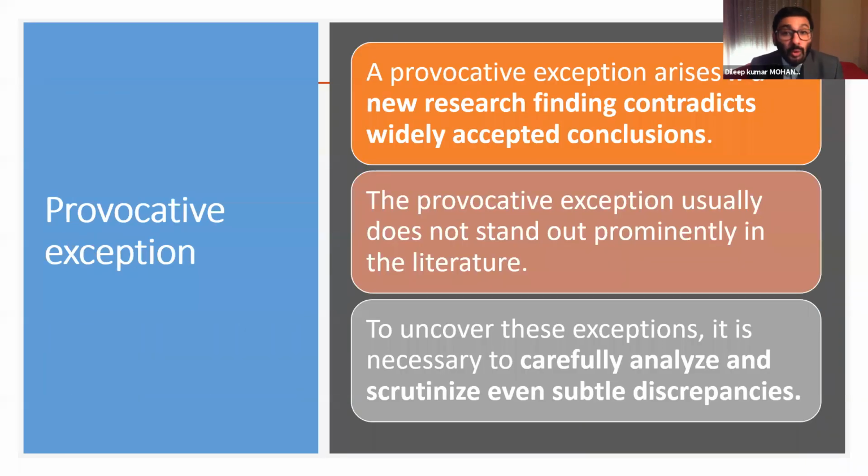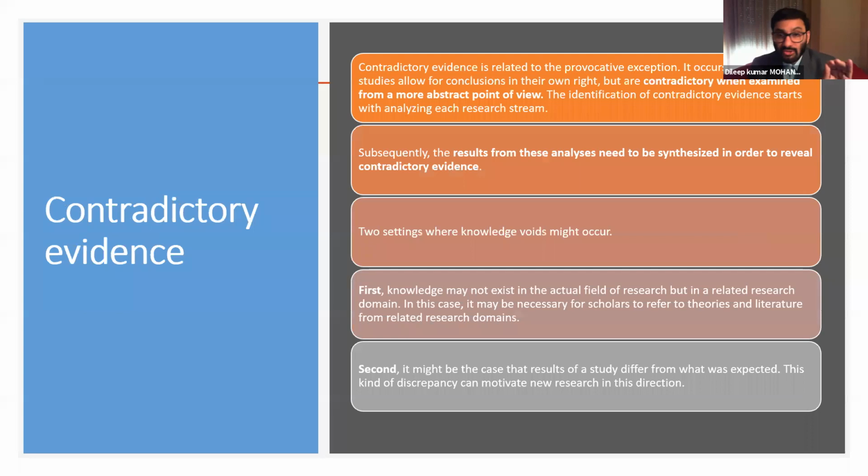So what if this provocative exception gap arises when a new research finding contradicts widely accepted conclusions? It means that a research finding coming up is contradictory to the widely accepted truth. This is the truth exactly, and it is coming as a contradiction. That creates a kind of excitement. Second is contradictory evidences.